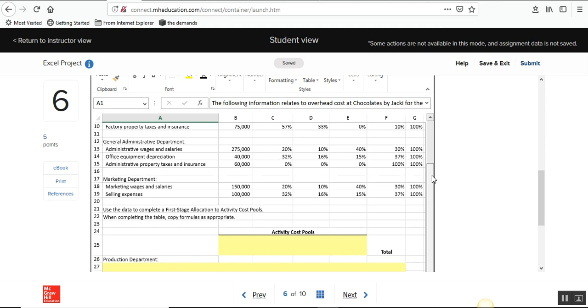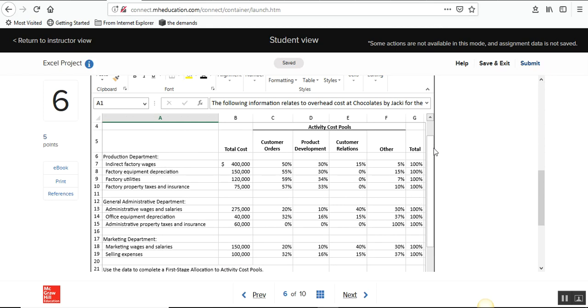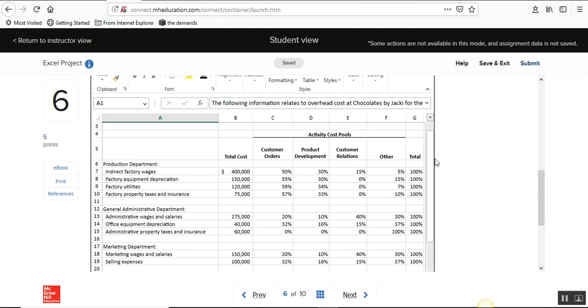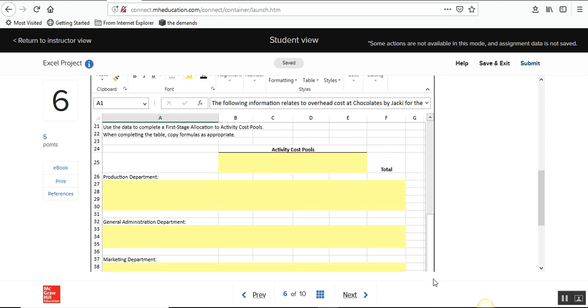and identify how that activity allocates out the cost. So you have this $400,000 cost in indirect factory wages. You're going to allocate that to these different cost pools using these calculations here. These are going to be activity levels or allocation percentages for each of the three departments. So you'll apply those percentages to calculate the amount of cost that goes into each of the activity pools, and then you'll total that.